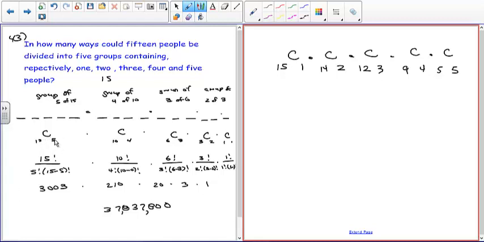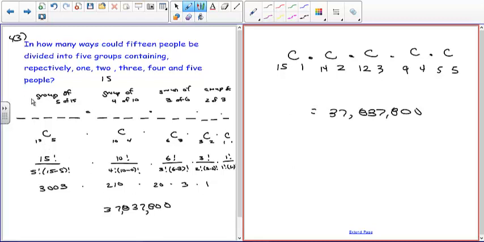And the question you might say is, well, what's the answer? The answer is 37,837,800 if you actually did the calculation. They come out the same, even though it seems like they're very different. I can pick these people in any order. You just have to believe me, because I don't want to spend another 5 minutes doing the calculation.